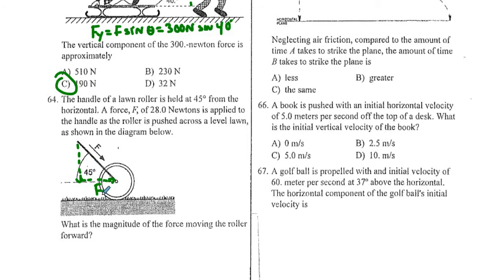So this is the x component of the force. This part is pushing it down. This part is pushing it forward. So once again, this is equal to F times cosine of the angle, because it's the adjacent side of the 45 degrees. So this is 28 newtons times cosine of 45 degrees. Throw that in, and I got a value of 19.8 newtons.